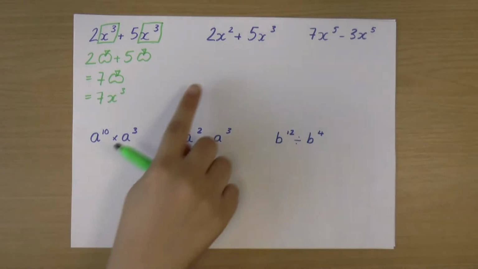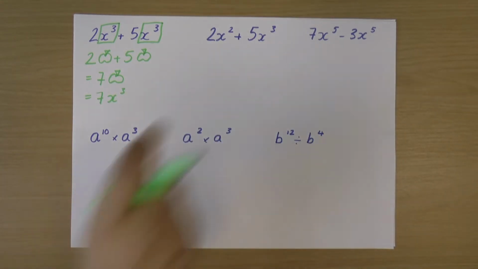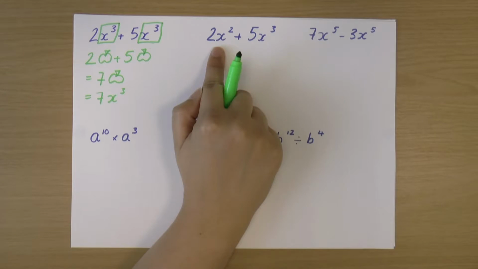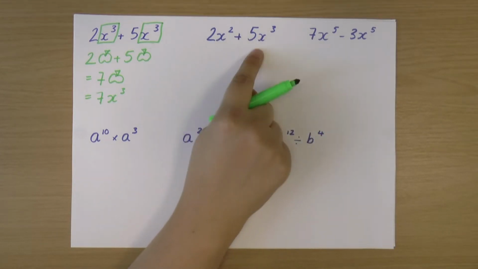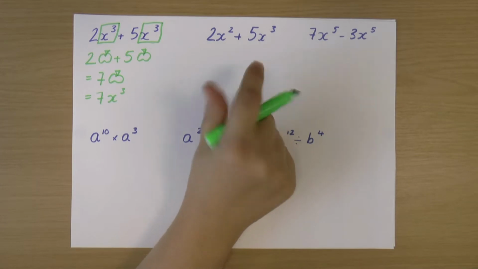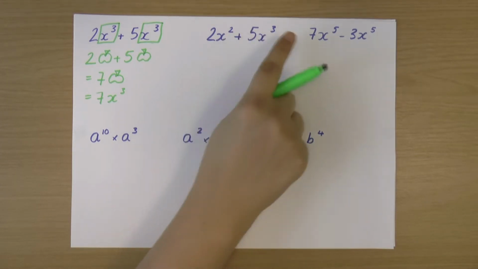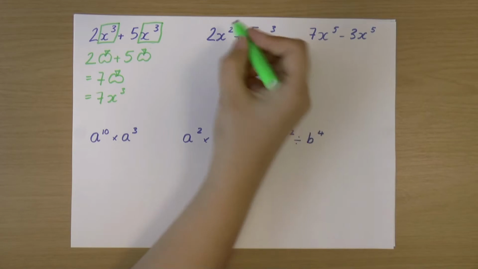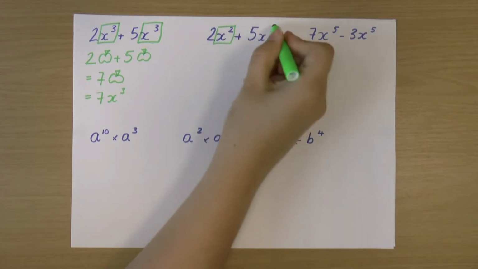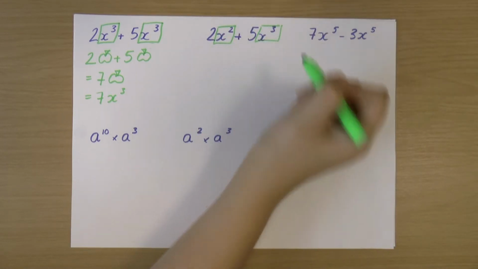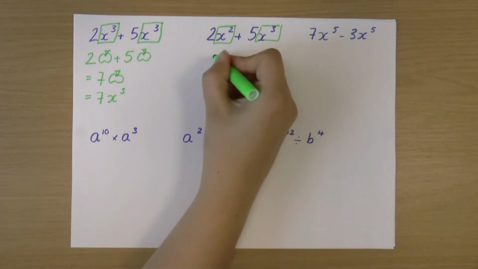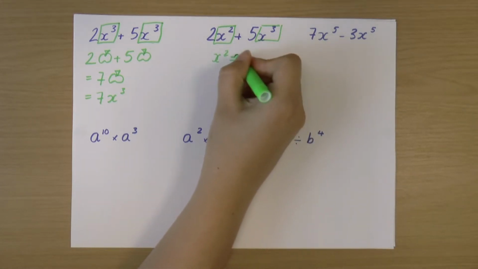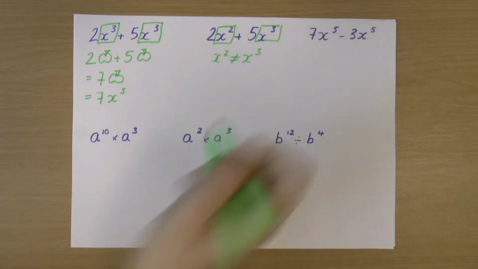Okay, let's have a look at the second one. I'm going to do the same thing. I've got 2x squared plus 5x cubed. My x's are the same, and I'm now going to look at the indices. This is a 2, this is a 3. They're not the same. So I can't add these together because x squared is not equal to x cubed.